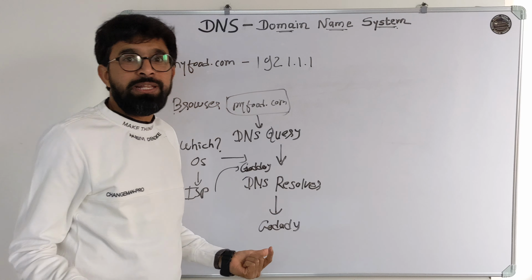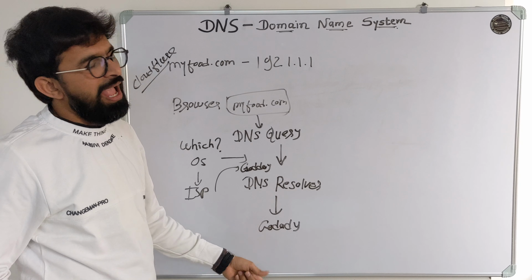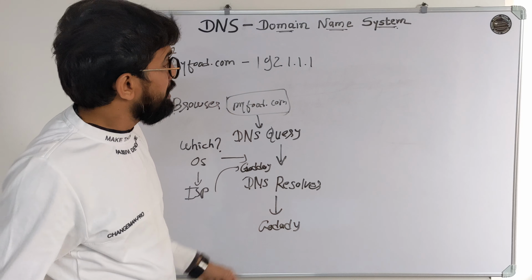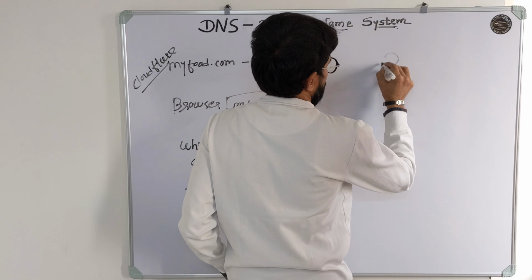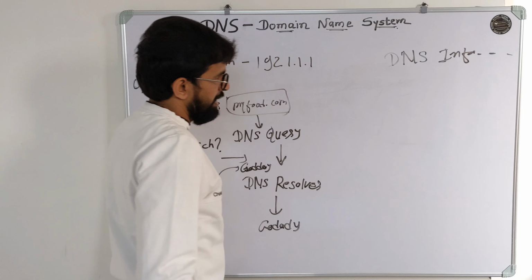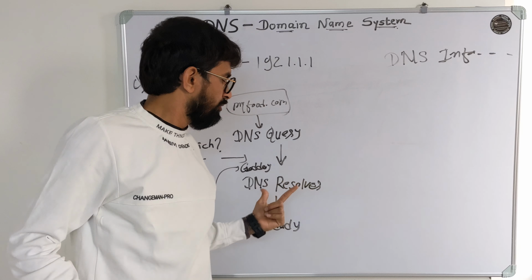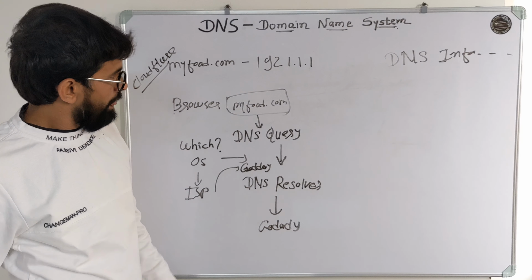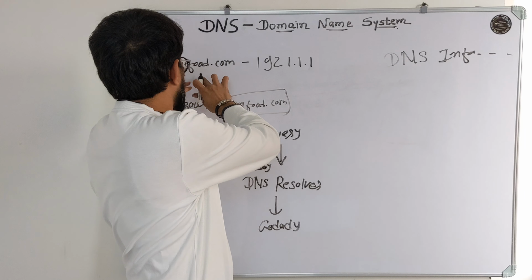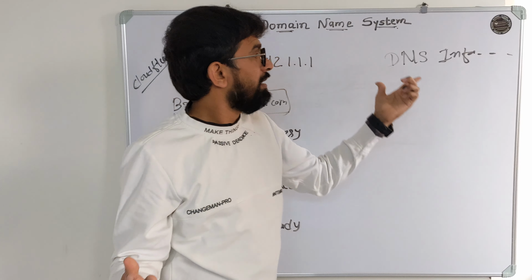Now GoDaddy doesn't know anything. The resolver doesn't know the IP address of myfood.com, so how will it know? In the world there are lots of domains, so we have the DNS infrastructure. In this DNS infrastructure, the query will go and try to get the answer to this DNS query. There are lots of top level domains and lots of domains, so how will they get it? To maintain all that, in the world there are root servers.